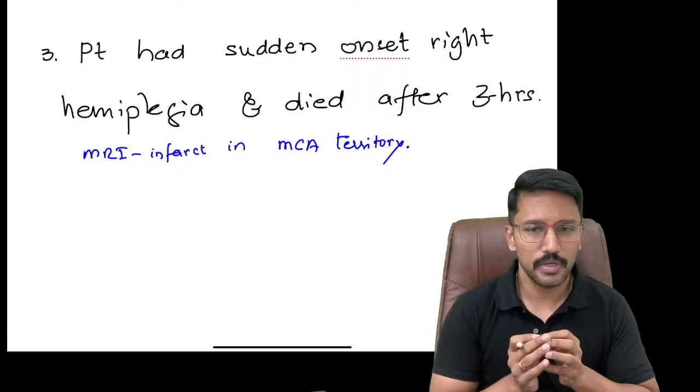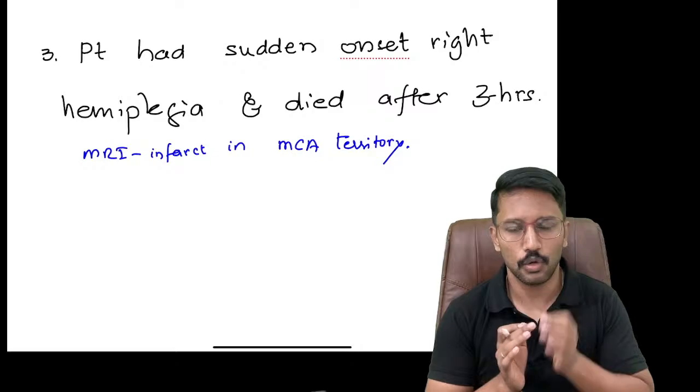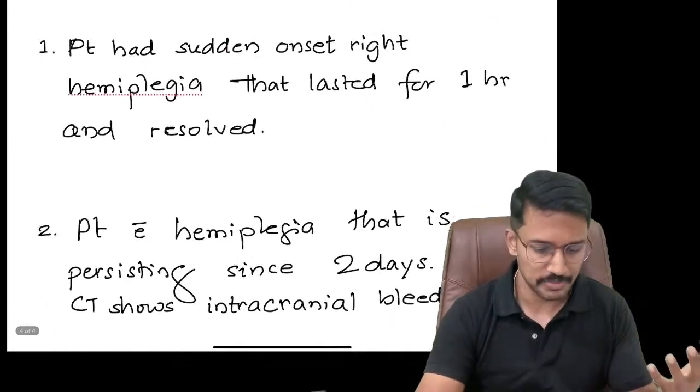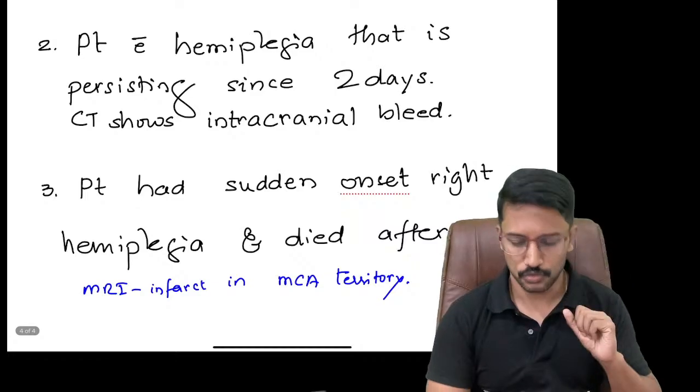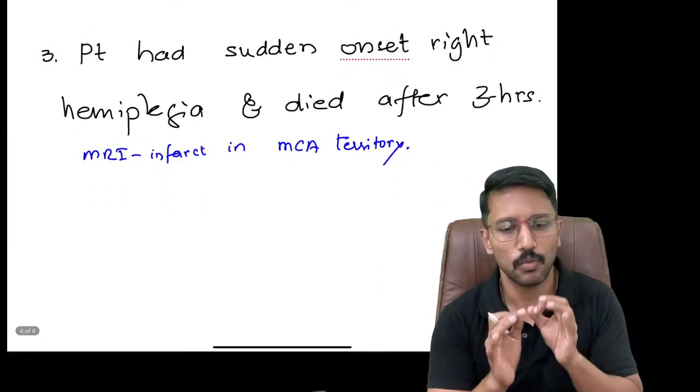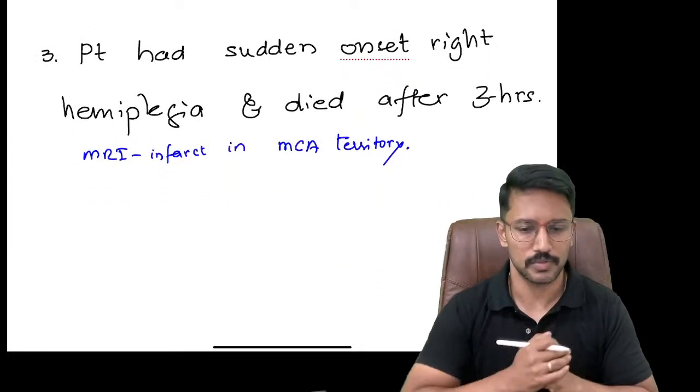So now you should help me summarize what is the definition of stroke. You have got the concepts right. So you know what is TIA. You know what is hemorrhagic stroke. You know what is ischemic stroke. So now tell me what is stroke in simple terms.